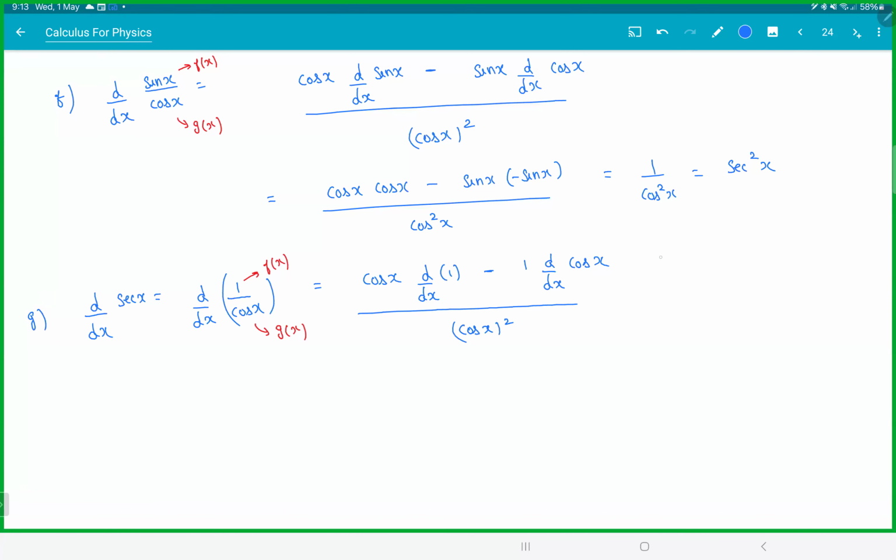So differential of 1 is 0. Cos ka differential is minus sin x. So that becomes sin by cos is tan x. Cos x is secant. Clear with this? I hope everyone is comfortable with the 4 identities now.